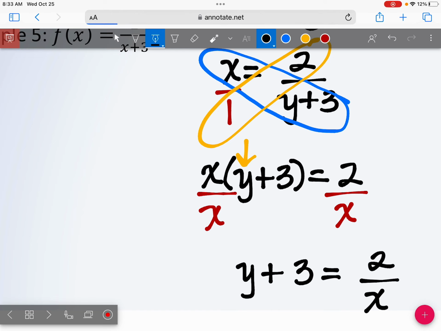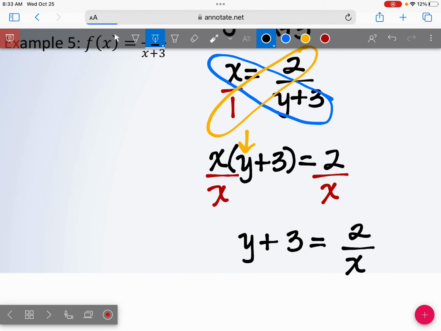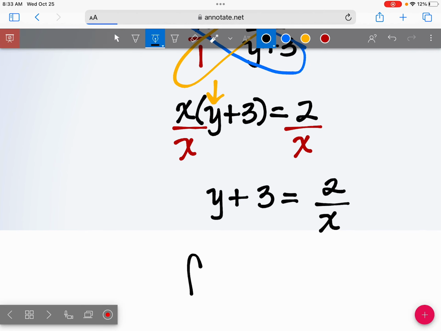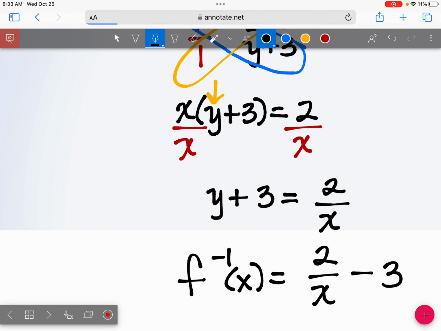And then my last step is to get rid of the plus 3. How do I do that? Subtract it. So my inverse function, inverse of f, is 2 divided by x, and then the minus 3 is off to the side. This would be my final inverse function. So I'm subtracting the 3 from 2 divided by x.